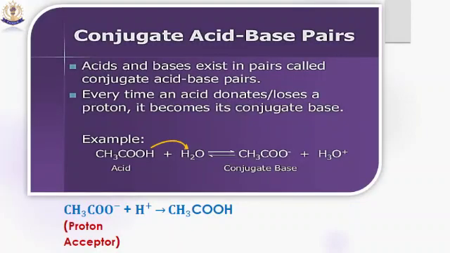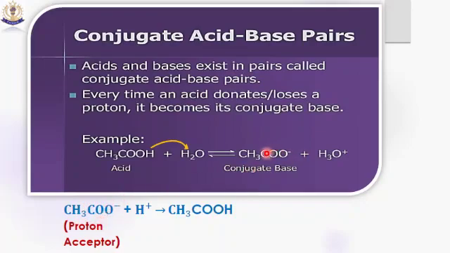Using our knowledge about Bronsted-Lowry theory, we will now understand a new term called conjugate acid-base pairs. Acids and bases exist in pairs called conjugate acid-base pairs. To understand this, let's focus on this reaction where acetic acid is reacting with water. Here, acetic acid has donated its proton and is converted into a negatively charged species. This negatively charged species can accept a proton, and you know that a proton acceptor is called a Bronsted-Lowry base. So this species can act as a base.